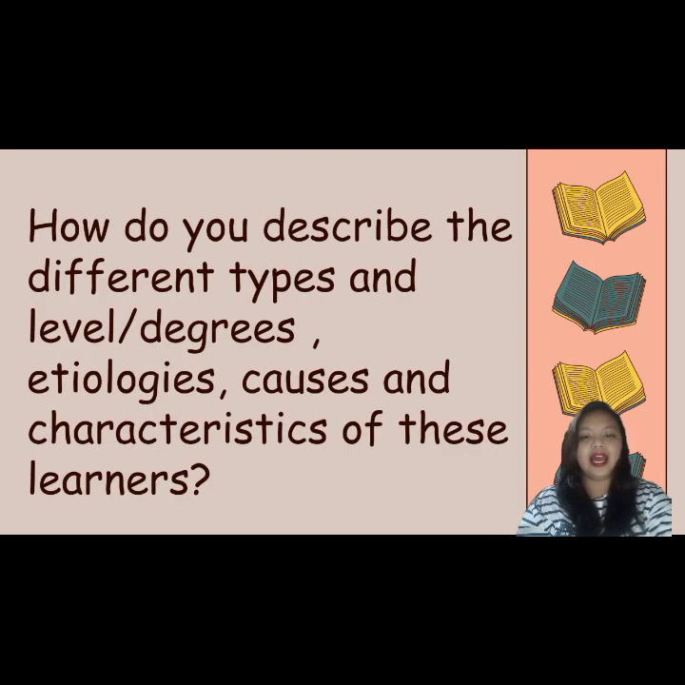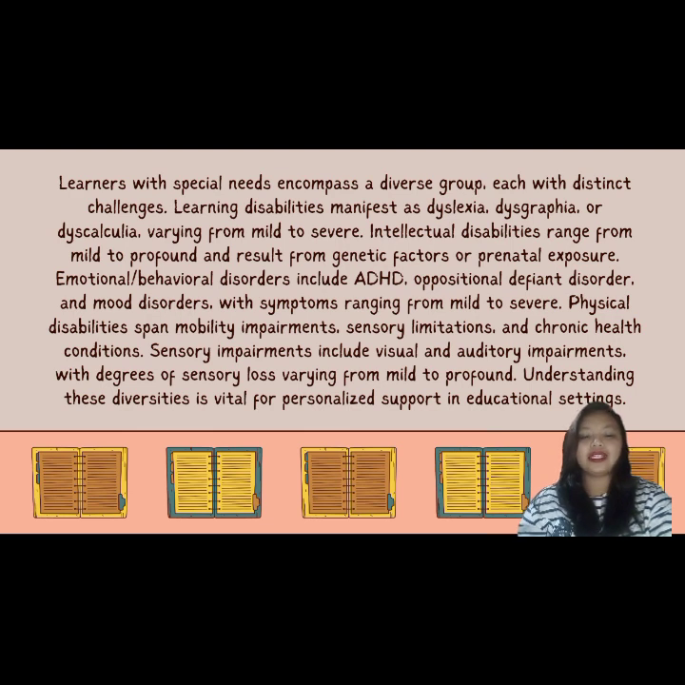The second question is that how do you describe the different types and levels, degrees, etiologies, causes, and characteristics of these learners? Second answer is that learners with special needs encompasses a diverse group, each with distinct challenges. Learning disabilities manifest as dyslexia, dysgraphia, or dyscalculia, varying from mild to severe. Intellectual disabilities range from mild to profound and result from genetic factors or prenatal exposure.